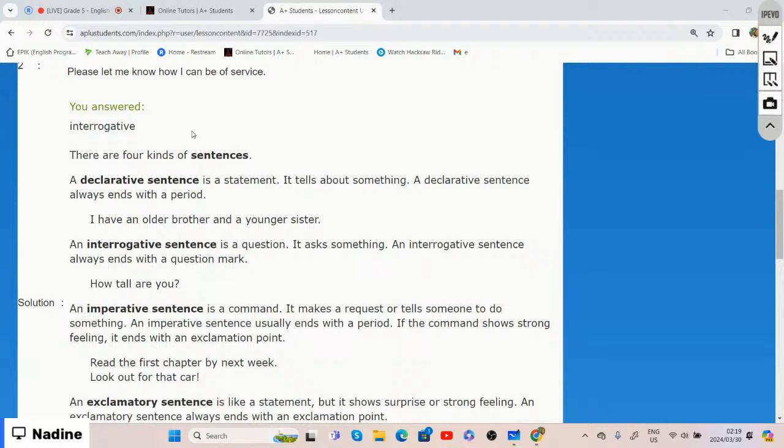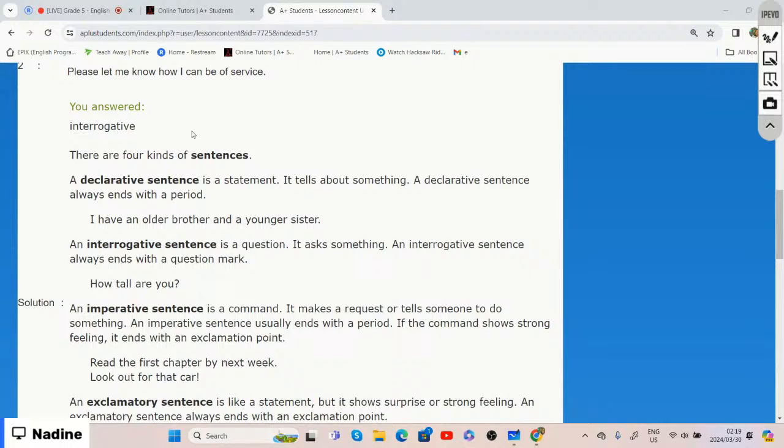There are four kinds of sentences, Angel. We have a declarative sentence, right? And we call a declarative sentence a statement. And a statement tells about something. So anything you want to tell someone, that is a statement. And a statement ends with a period. Then we have an interrogative sentence, which is a question that is being asked. So it asks something. An interrogative sentence always ends with a question mark.